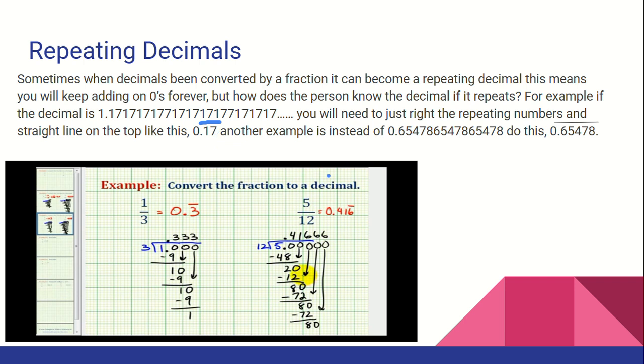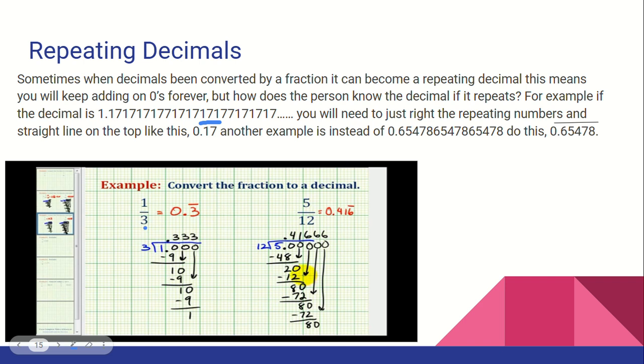Another example is, instead of 0.65478, do this: 0.65478 repeating. And it will look like this.